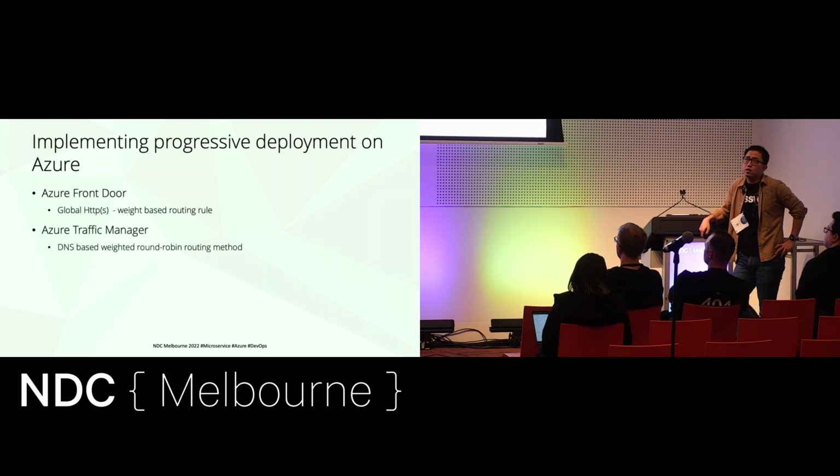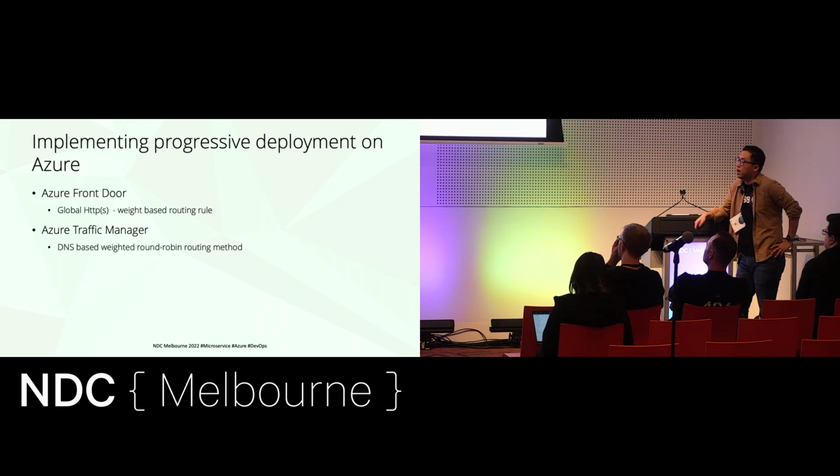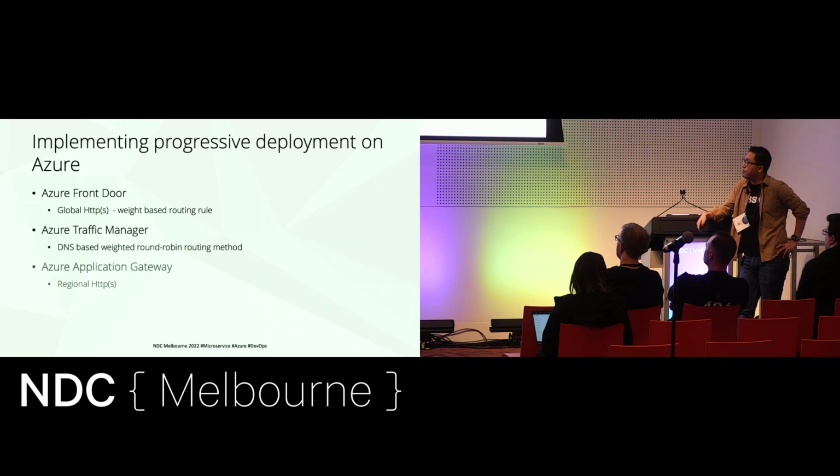The second kind of application gateway sitting at a global level is Traffic Manager. It's DNS-based, so you can have station.blah.net or .com and qa.blah.com. And you have a weighted round-robin routing method defined so that the traffic is distributed. And on the regional level, there's Azure Application Gateway.